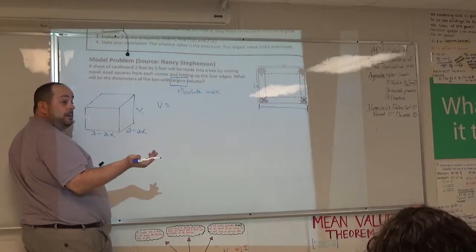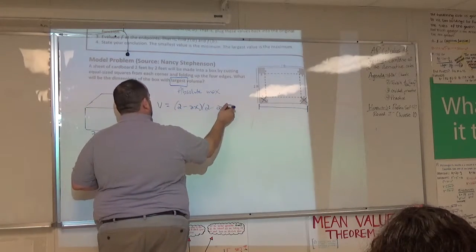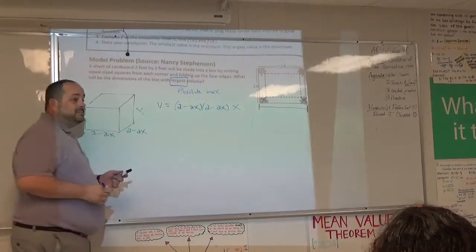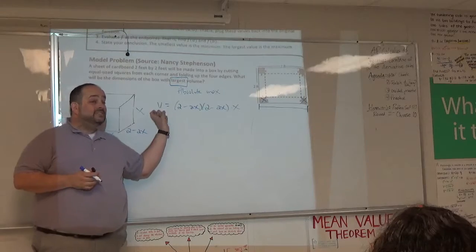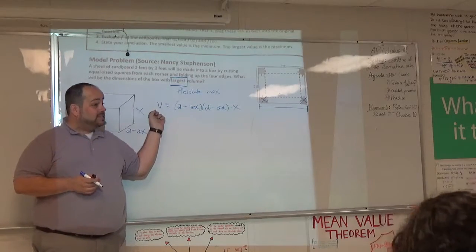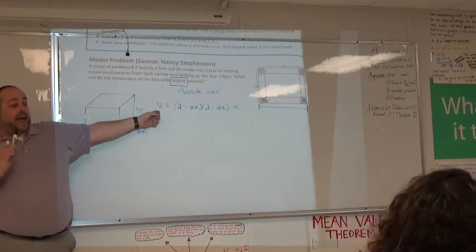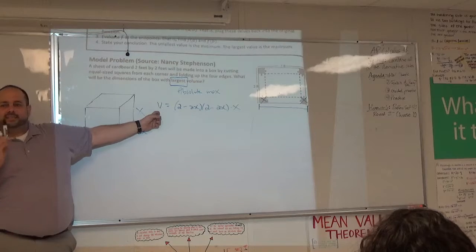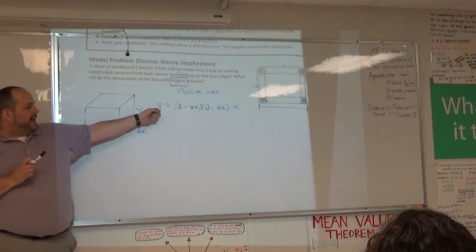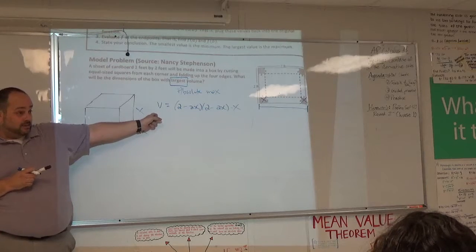The volume is we're going to multiply them together. So we've got 2 minus 2x times 2 minus 2x times x. My goal is to optimize this. My goal is to make this volume as big as I can get it to be. My question for you all is, does there have to be a maximum value? Must there be an absolute maximum value for this function? If so, I need to be convinced.